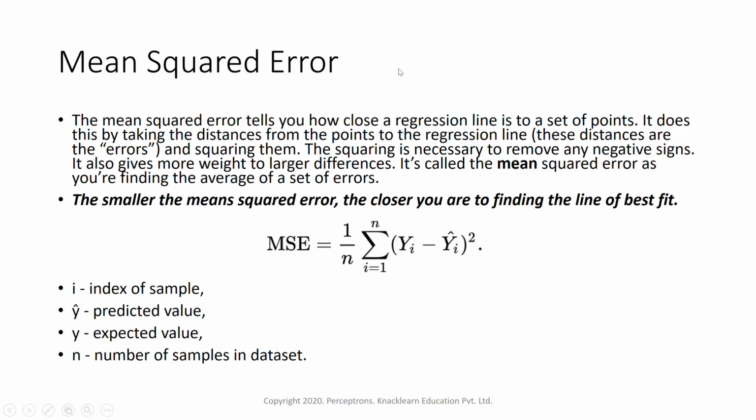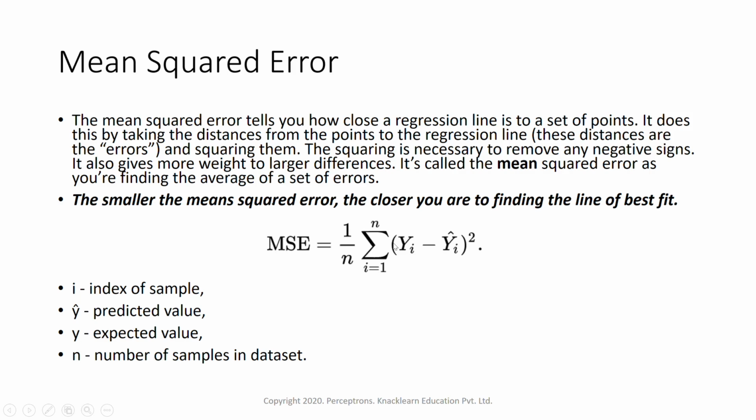So here error, as we already know, can be defined as y minus y predicted. That is the observed minus the predicted values. So the mean of the square of that value is the mean squared error. So this is the formula: MSE equals 1 by n of summation of (y minus y pred) whole square.